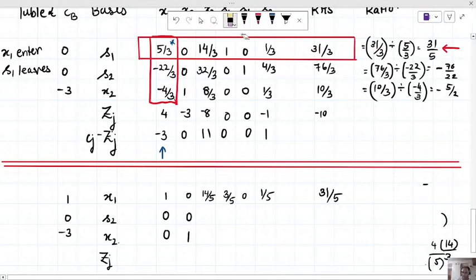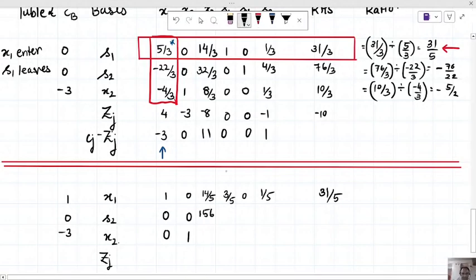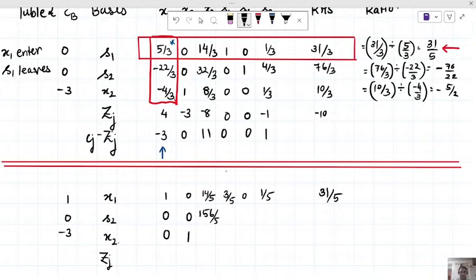So here your answer will be 156/5. That is your answer that you will get. The next value, when you do the calculation, is going to be 8/3 multiplied by 5/3 minus of minus 4/3 into 14/3. Okay, that is what you will get.